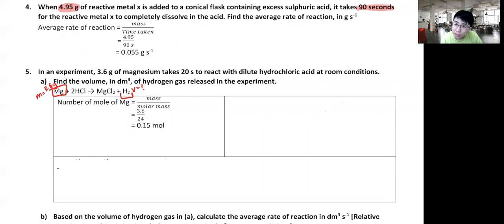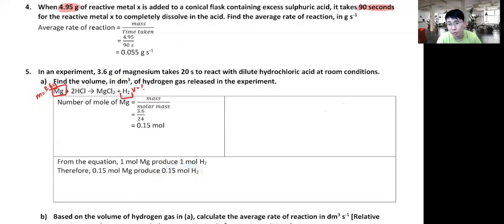So what we are trying to do here is, I cannot find the number of mole of H2 directly. The only way to find the number of mole of H2 is by finding this value and comparing the ratio. So from the equation, 1 mole of Mg produces 1 mole of H2. So 0.15 mole of Mg produces 0.15 mole of H2. What's the purpose of finding this? Why do we need to find 0.15 mole of H2? That's the number of mole of H2, right? Very obvious, because I have the number of mole, and I want you to find volume.